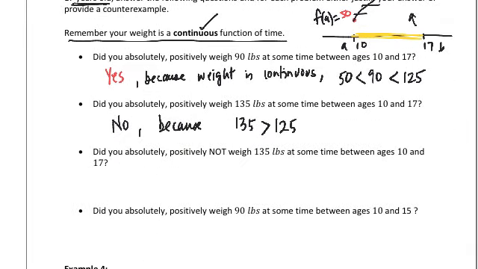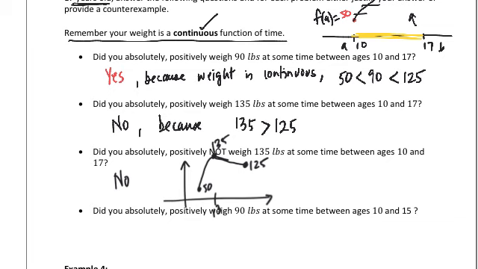Okay, the next question says, did you absolutely positively not weigh 135 pounds at some time between ages 10 and 17, right? And the answer here would be no. It could be that my weight did something like go from 50 to 125 in a way where I went through a little chubby phase when I was 13 years old, maybe, and my weight went up to 135 and then I came back down to 125, right? So we're not sure. There's a counterexample right here that I've provided to show that we cannot be sure that we didn't get out of the range.